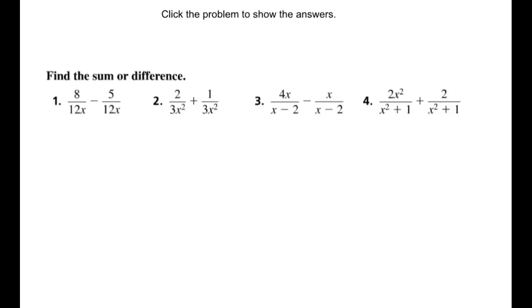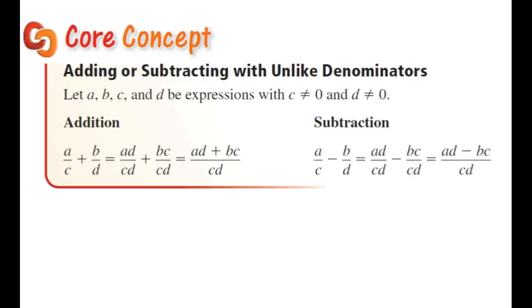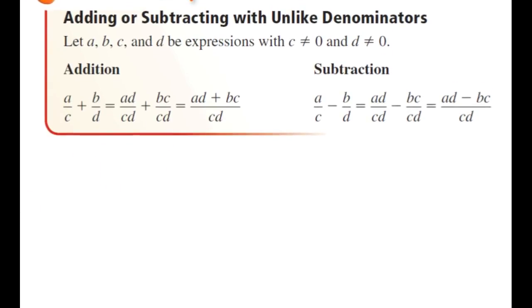Okay. So here are your first monitoring progress. Try them and see what you come up with. So here's our second core concept. This is when we're dealing with unlike denominators, where they're different. So the first thing I have to do is find my common denominator, and then I can either add or subtract my numerators. So let's look at if this was numbers.